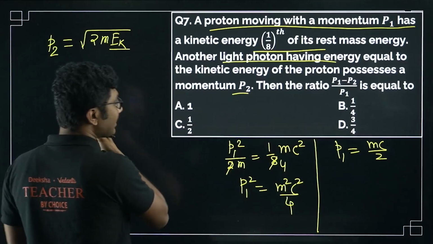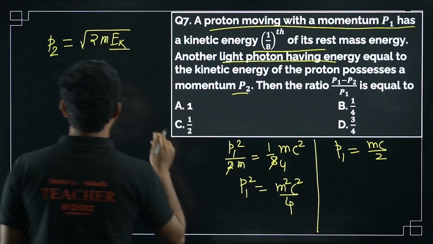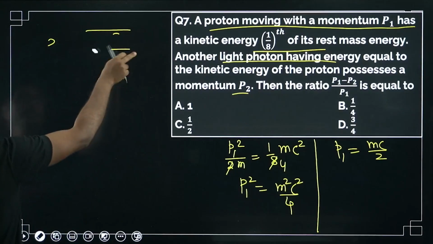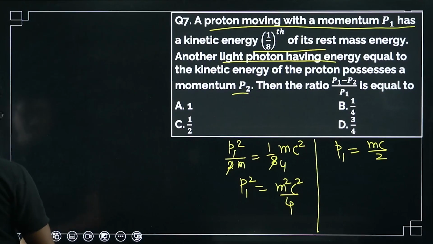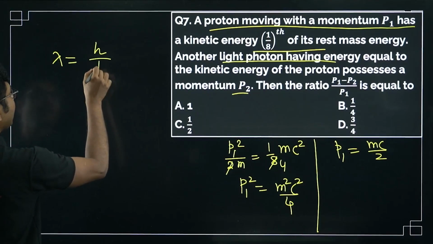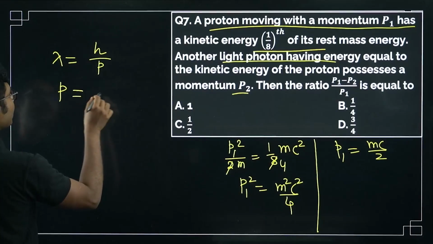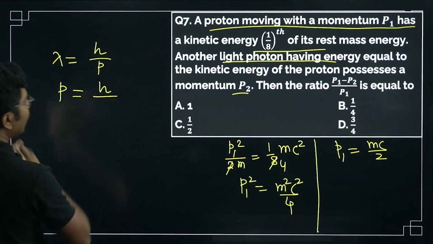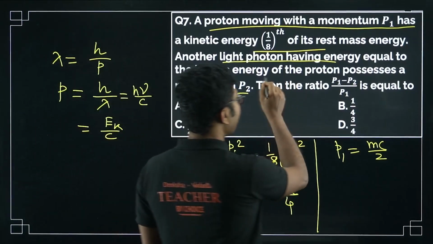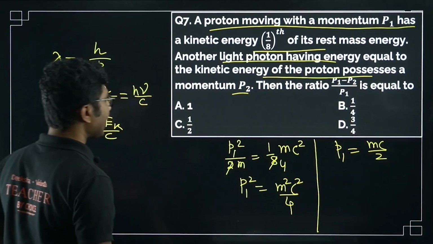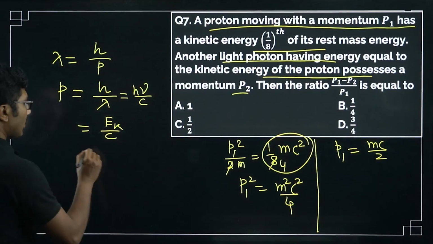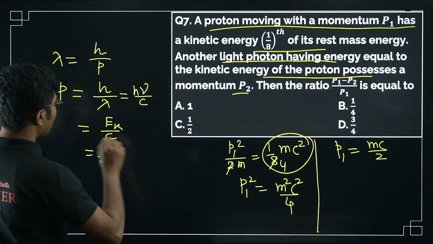Now, the rest mass of a photon is 0, so you cannot use this equation for a photon. So for a photon, lambda equals h by p, or p equals h by lambda. Now this photon has the same energy as the proton. So what is the energy of the proton? Energy of the proton is 1/8 of the rest mass energy. So what we have to do? We have to put the value of this, P2.